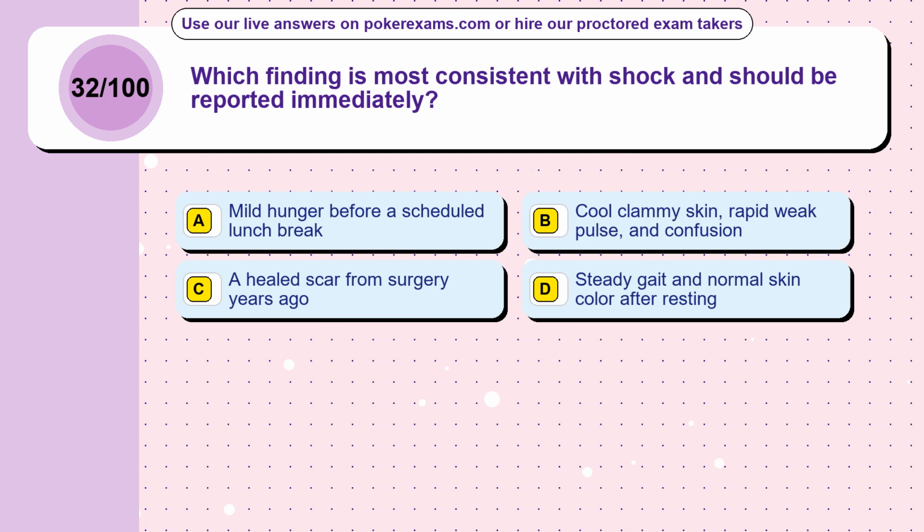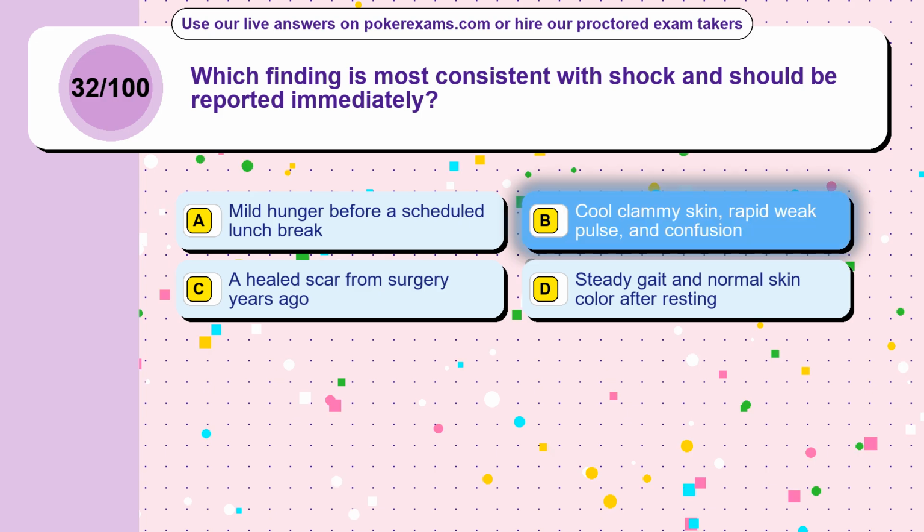Question 32. Which finding is most consistent with shock and should be reported immediately? Option A. Mild hunger before a scheduled lunch break. Option B. Cool clammy skin, rapid weak pulse, and confusion. Option C. A healed scar from surgery years ago. Option D. Steady gait and normal skin color after resting.